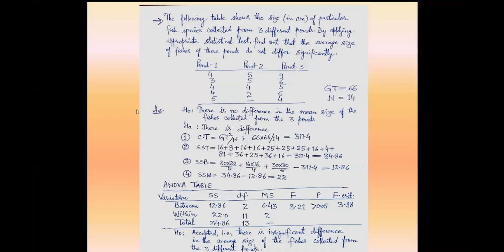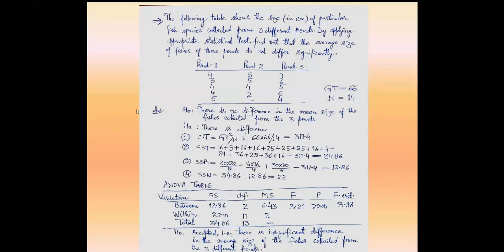As I told you, first of all we will calculate the correction term. This correction term will be equal to the grand total squared divided by the total number of individuals considered. So when we take the total of all these 14 individuals, because in this particular case n is equal to 14, and the grand total comes to 66. So 66 into 66 divided by 14, and then the value comes 311.4.